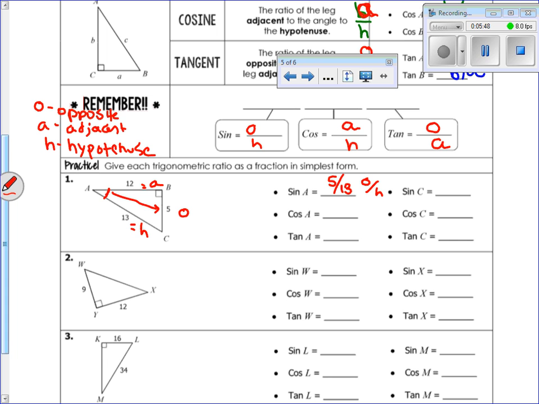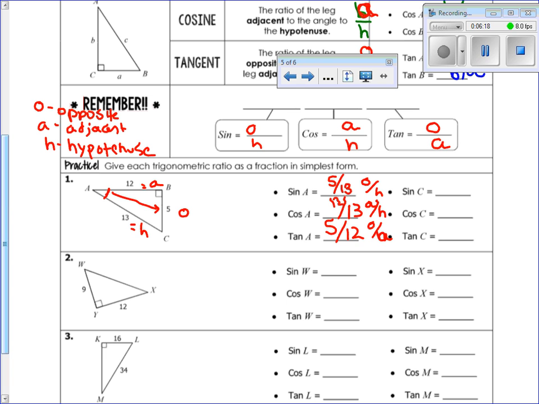Now, cosine, I know it's adjacent over hypotenuse. And tangent, I know it's opposite over adjacent, right? So let's look at the cosine of A. Cosine of A is adjacent over hypotenuse, so 12 over 13. The tangent of A is 5 over 12.